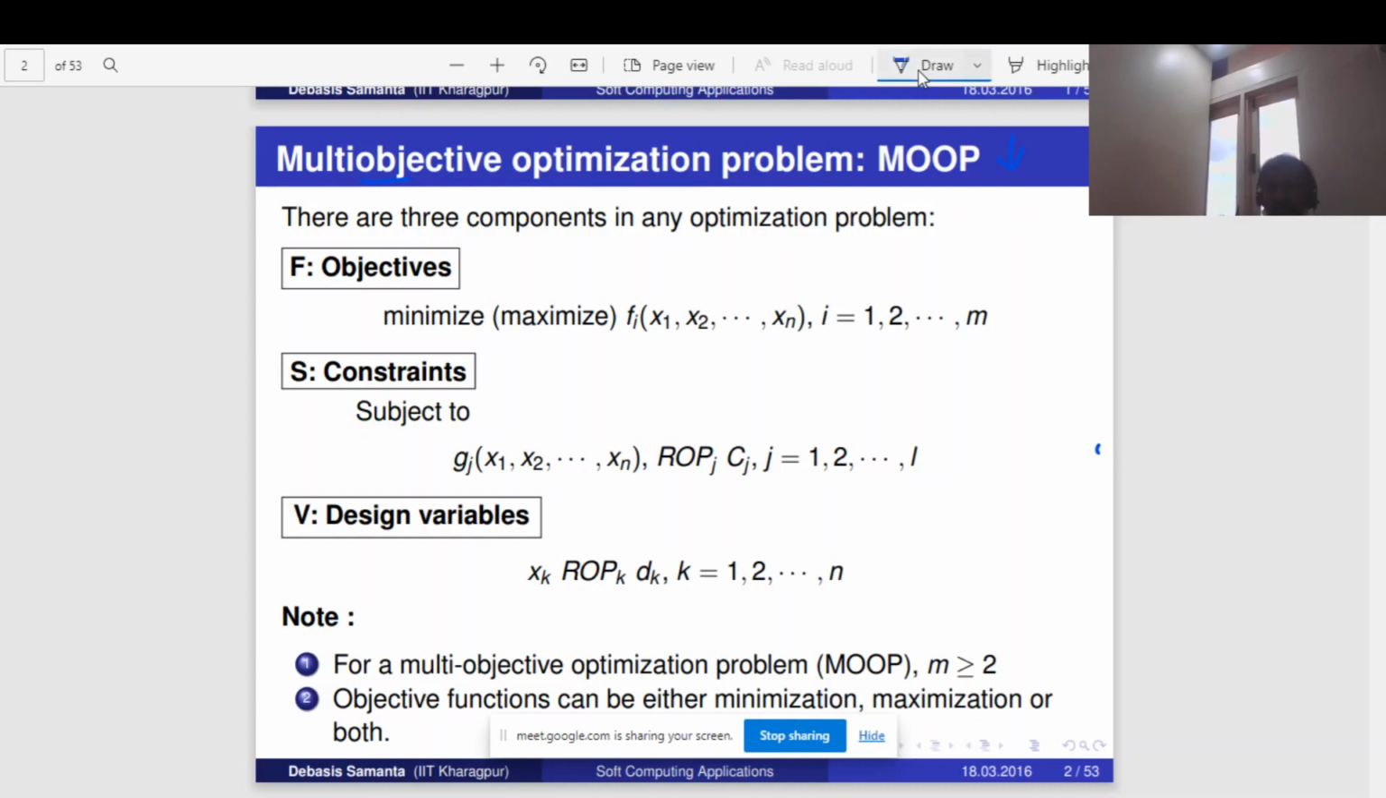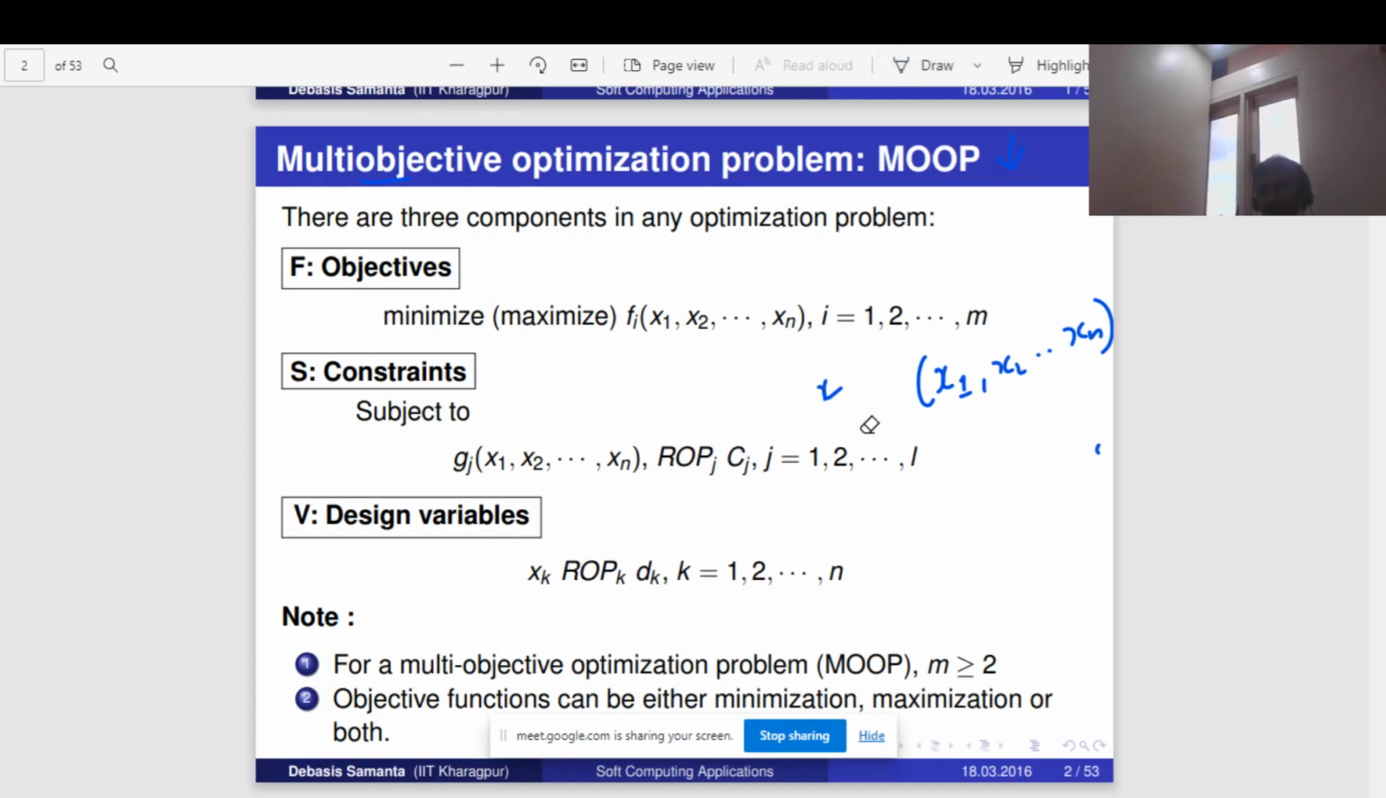In a single objective optimization problem, you will have only one function, given by some function f, and there may be many design variables. So f may be working on different variables like x1, x2 up to xn, but you have only one function. Either you want to maximize it or minimize it. If you are able to do so successfully, then this problem is solved.